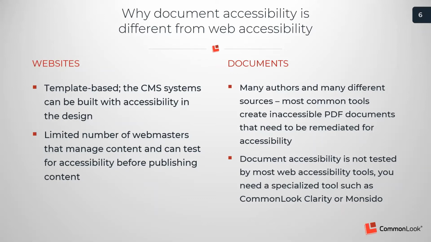One of the other topics that we wanted to bring up as well is there's not really a lot of testing tools out there that will test both websites and documents. So when it comes to AB-434, or any organization that's trying to be compliant, you want to make sure that you're covering both sides. You need your website and your documents to be accessible. Common Look has partnered with Monsido. Monsido checks the HTML portion of a website, and Common Look Clarity is actually integrated into the Monsido tool so that you can test your PDFs as well through the Monsido tool. So that is available for you.